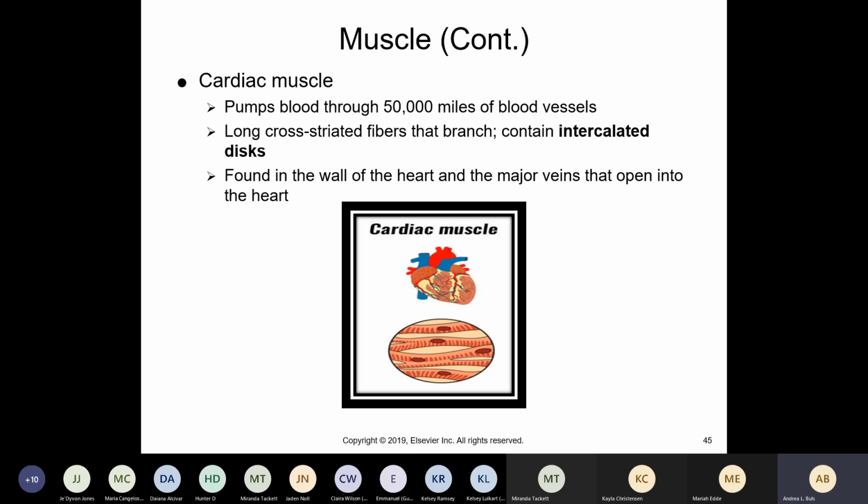Cardiac muscle will pump blood through 50,000 miles of blood vessels. It has long cross-striated fibers. Like I said, it's striated but involuntary, and it contains what we call intercalated discs that help with its contraction. This is found in the wall of the heart as well as the major veins that open into the heart.